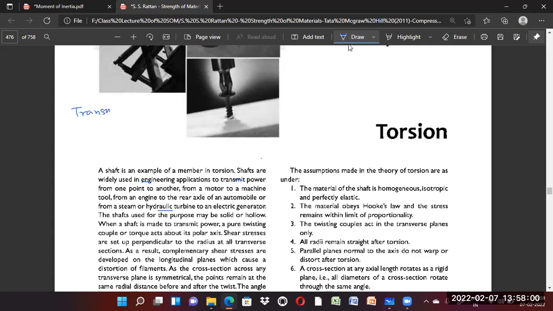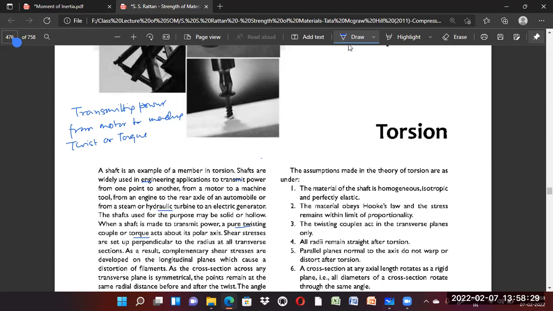Transmitting power from the motor to the machine, a twist or torque is created. A pure twisting couple or torque is created about its polar axis.